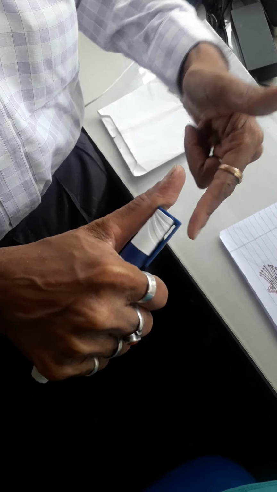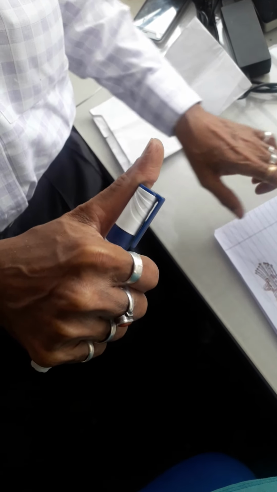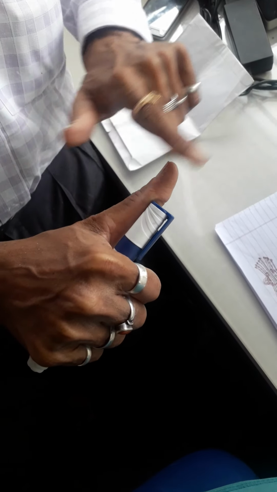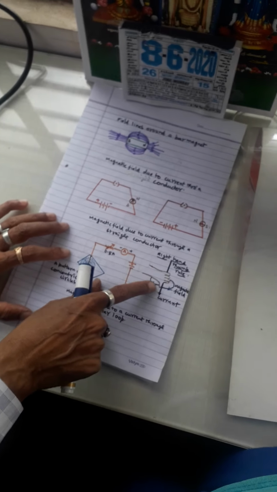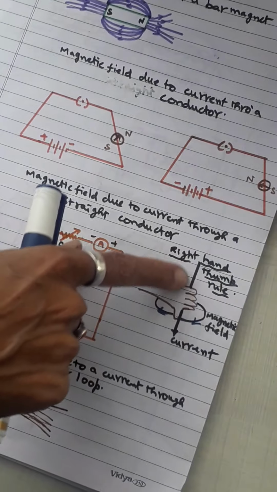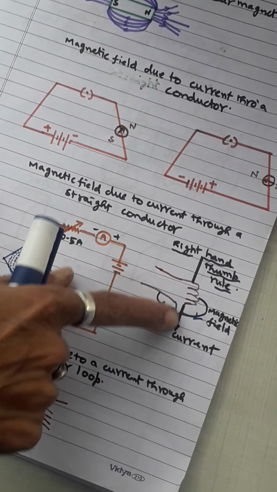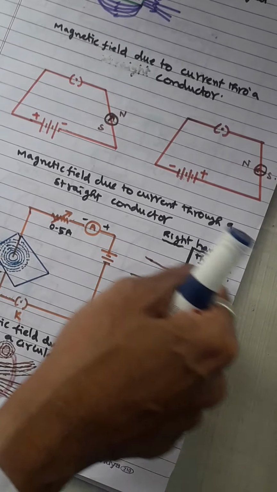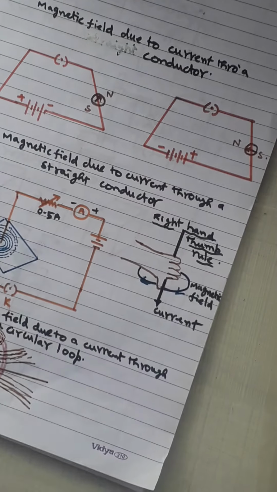I already said that the scientist Hans Christian Ørsted proved that wherever current starts flowing, it produces a magnetic field. I just showed that here. So with the thumb finger showing the current direction like this, the magnetic field will be produced in the perpendicular direction.